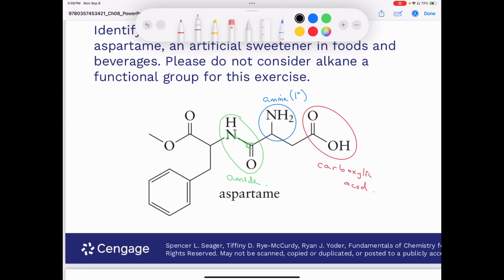What else? We've got an ester here. You've got a carbon with a double bond to oxygen, then a single bond to oxygen, then this is a CH3 group out here, so this would be an ester. There's one more, isn't there, right? It's this big aromatic ring here. So that would be an aromatic. Aromatic. There you go. So those are all the functional groups in aspartame.